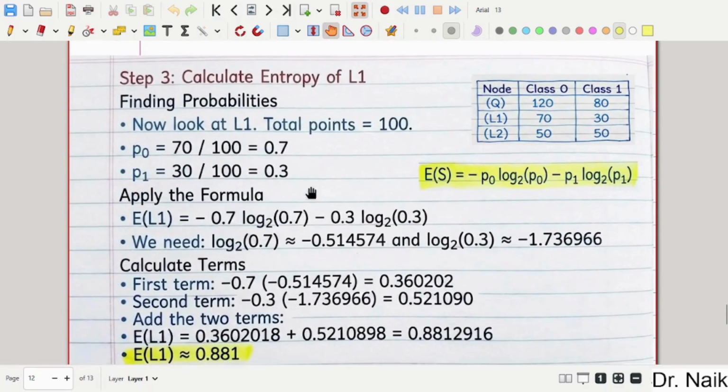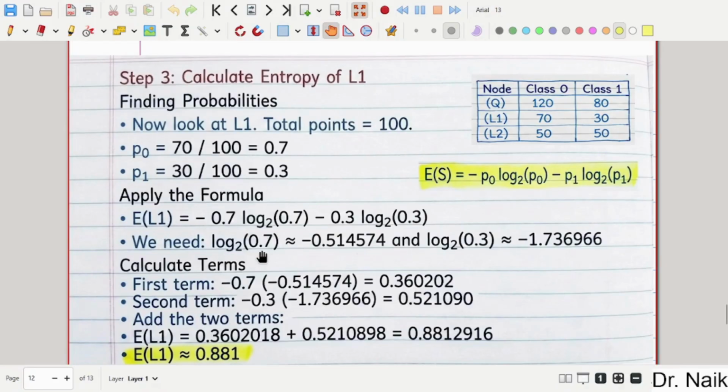Now calculate the entropy for the child node L1. So total number of points in the L1 node is 70 plus 30, so it is 100. And P0, that is the probability of class 0, is 70 divided by 100, because 70 points belong to class 0, divided by the total number of points in L1. So it is 0.7. P1 is the probability of class 1, calculated by the number of points belonging to class 1 in L1 divided by the total number of points in L1. So it is 30 divided by 100, so it is 0.3.